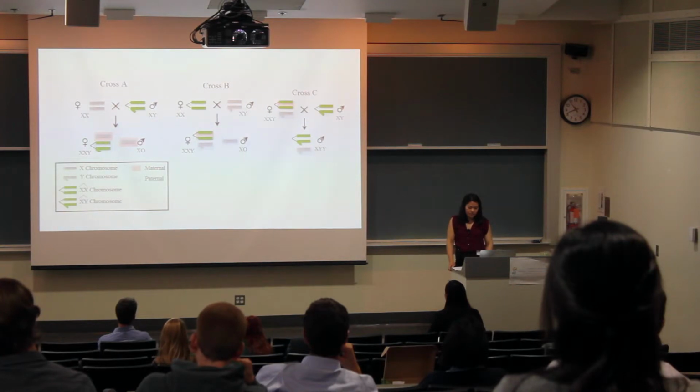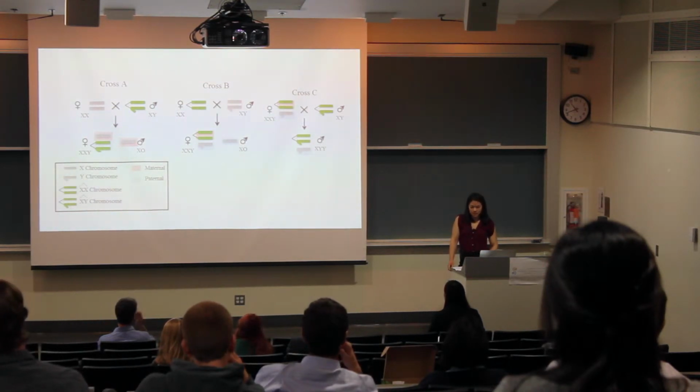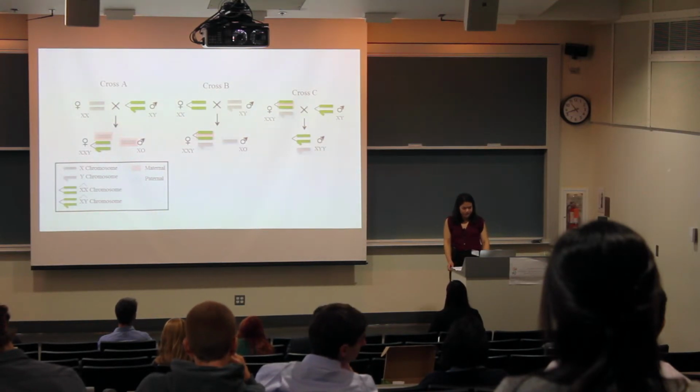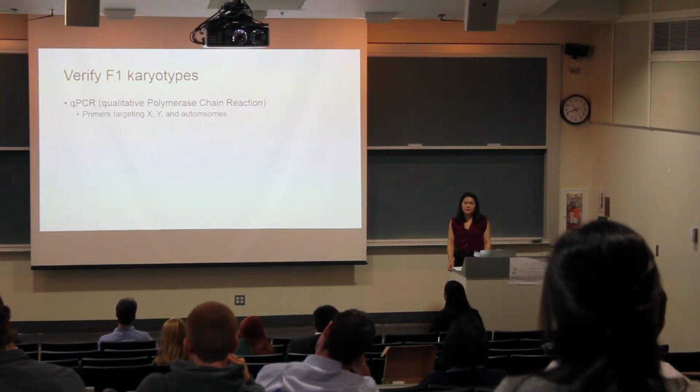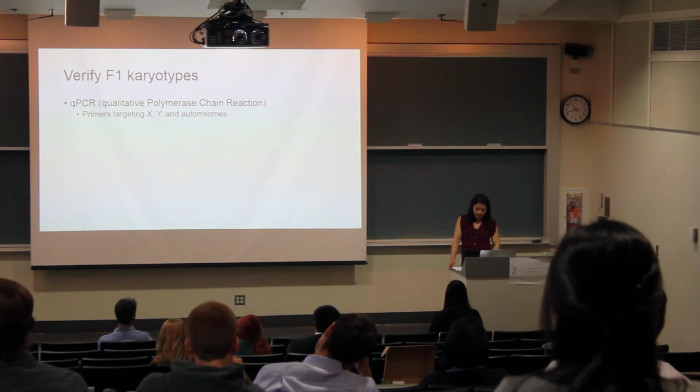In cross C, my third cross, the cross B XY females were mated with 2549 mutant males to create XYY males. The presence or absence of the Y and the number of X chromosomes was verified with qPCR, quantitative polymerase chain reaction, with primers targeting the Y, X, and autosomes to measure the ratios in the organisms.